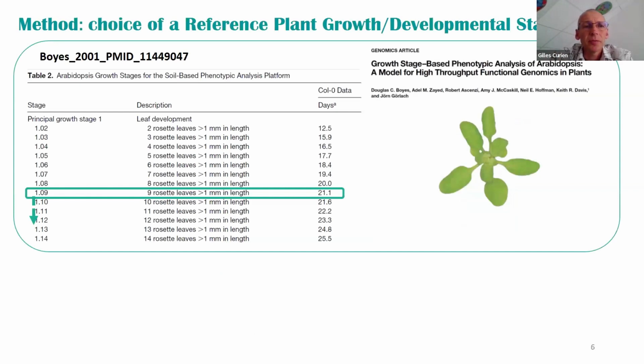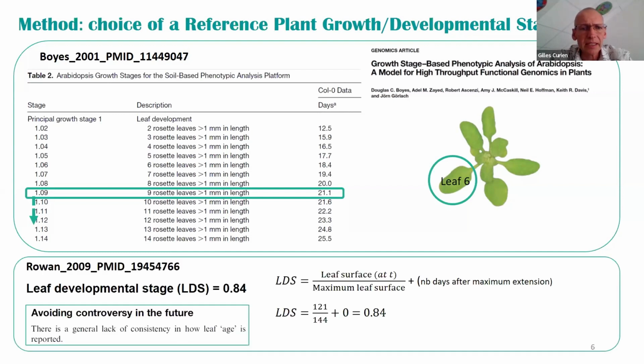So in terms of method, if we go a little bit deeper into the details, the reference state we choose, the developmental state we choose, is the 1.09 defined by Boyes in 2001. You will see in some slides why we chose this reference state. Leaf 6, because it's the first leaf that is mature in Arabidopsis, and many of the data were collected on leaf 6.